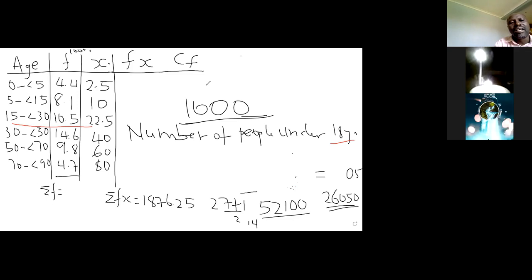18 years will cater for under 5. So for 18 years, we take people under 5. So we shall say 4,400. Those are under 5. You see that? Then we add those between 5 and 15. Those are 8,100. Do you see that now? I've multiplied by the 1,000 because I want number of people. So either you do 4.4, 8.1, but after you multiply by 1,000.